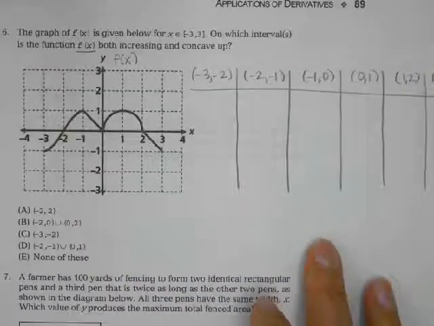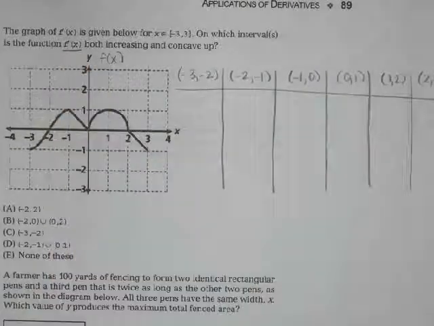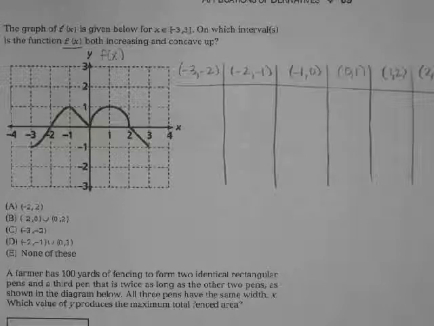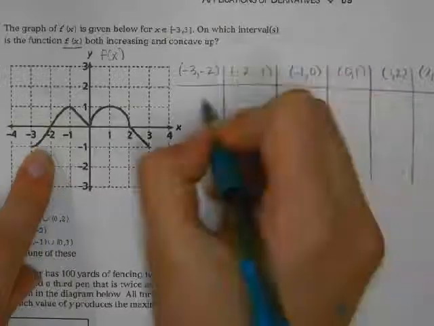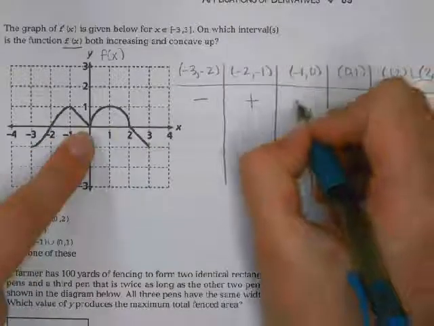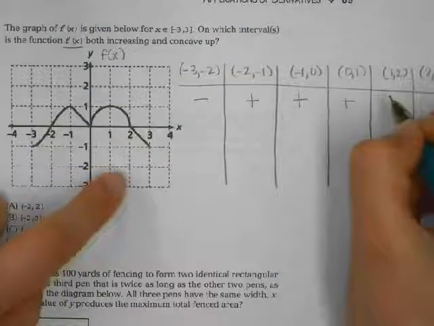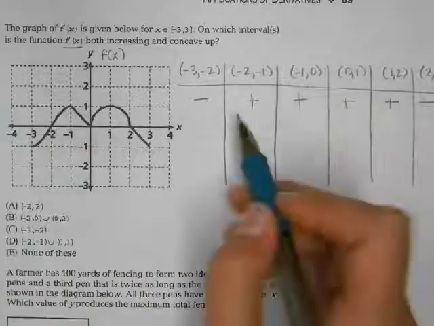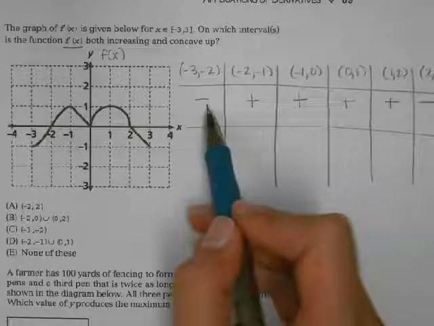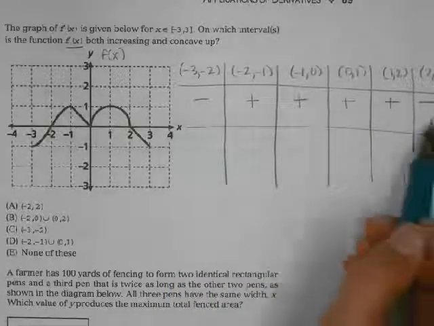Okay. So we want to see where the original function is increasing and concave up. And they gave us a graph of the derivative. So we know that when the derivative is below the x-axis, the original function was decreasing. When it's above the x-axis, the original function was increasing. So I'm going to write just minus for below, plus for above. Okay, so this is below the x-axis, this is above. That meant that the original function was decreasing, increasing, increasing, increasing, increasing, decreasing.